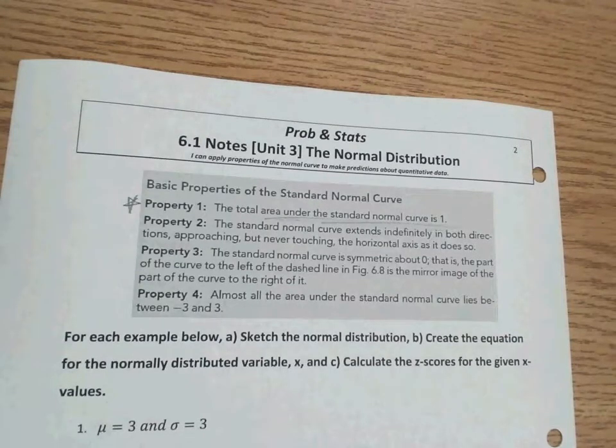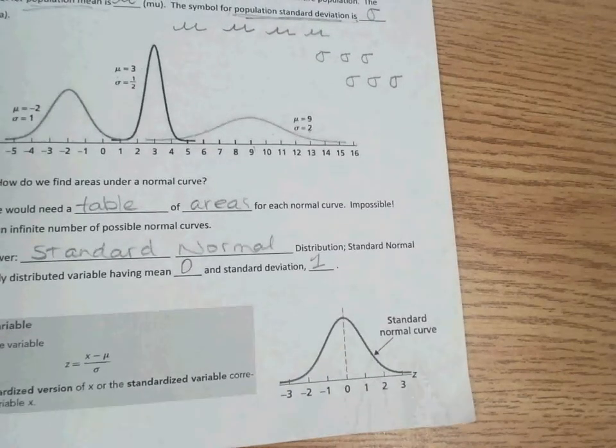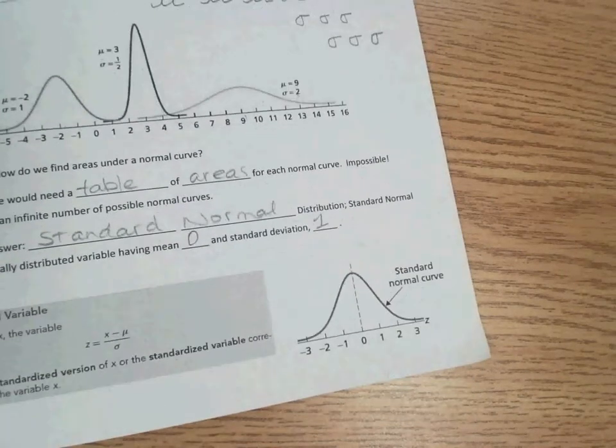Gigi, read property 2, please. The standard normal curve extends indefinitely in both directions, approaching but never touching the horizontal axis as it does so. Great. So you'll notice it never touches. It's tempting to make it touch and close it off. It makes it look maybe neater, but it shouldn't ever touch.